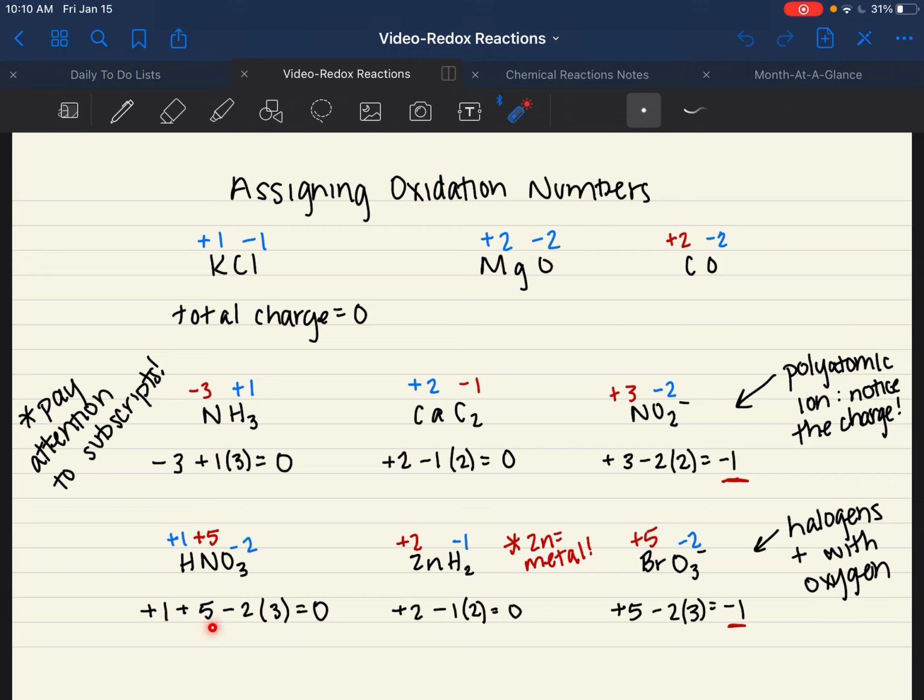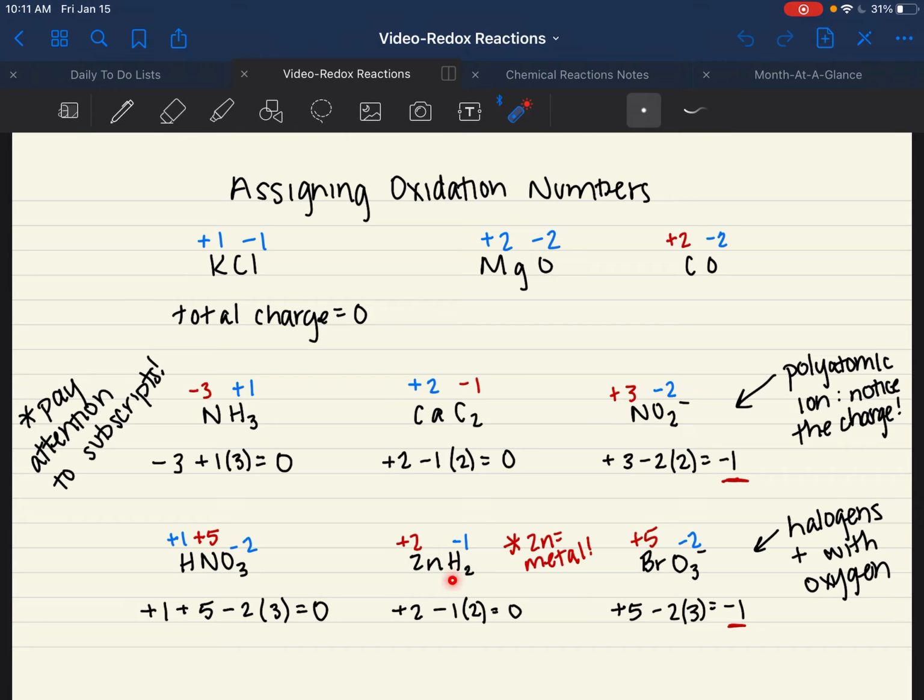The reason for that is you have +1 plus 5. So now we have a total of +6. And then -6 is equal to 0. These are sort of like a puzzle. You just have to figure out the numbers that work to add up to that total that you are aiming for. So this one right here is a little bit different.